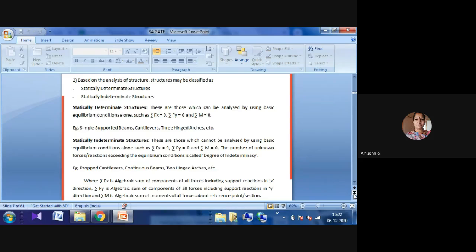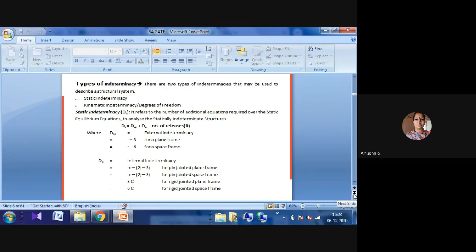Here, sigma Fx is the algebraic sum of the components of all the forces, including the support reactions, in the x direction. Sigma Fy is the algebraic sum of the components of all forces, including support reactions, in the y direction. Sigma M is the algebraic sum of the moments of all forces about the reference point. That is the summation of the moments. If these three are equal to 0, then it is called the static equilibrium condition: sigma Fx equal to 0, sigma Fy equal to 0, and sigma M equal to 0.